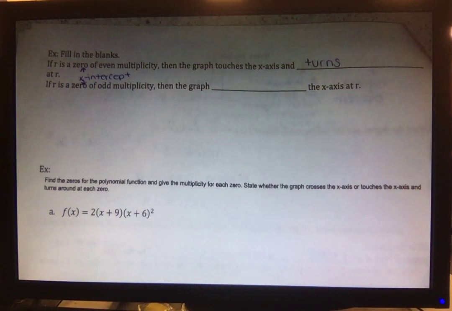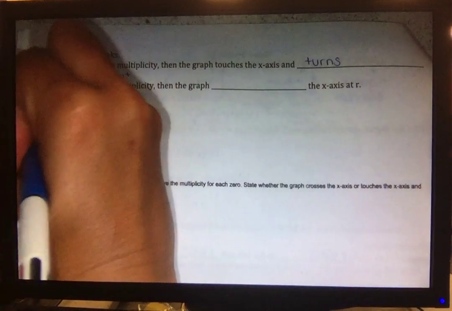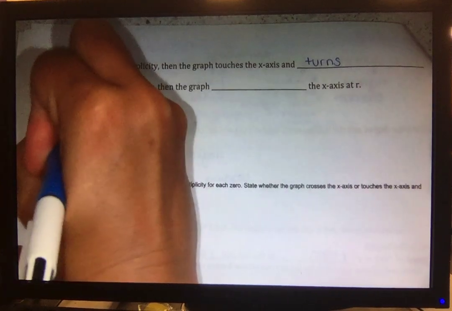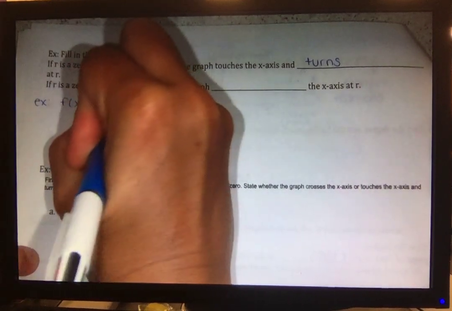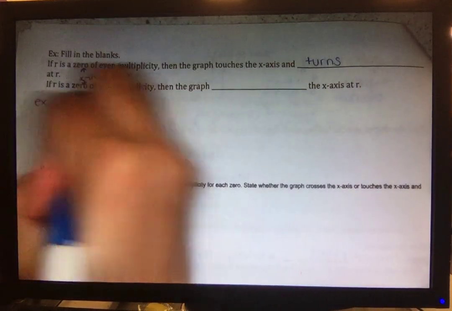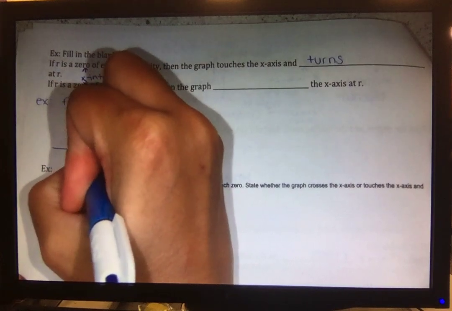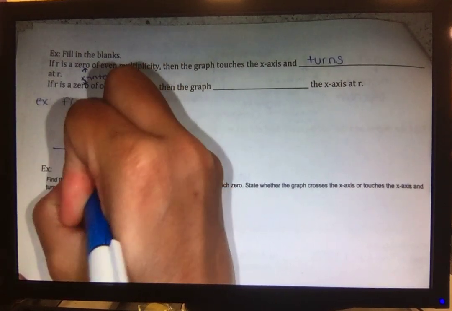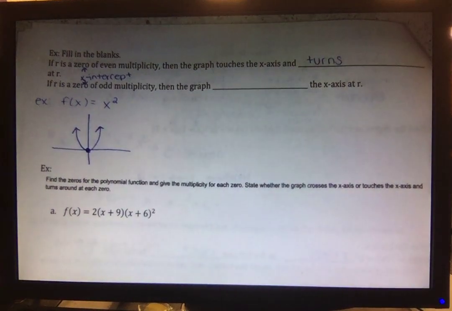So multiplicity means how many times is this zero? How many times is the x-intercept occurring? For example, if we're looking at f(x) = x squared, I know that the graph of this function looks like this. Notice at my zero, at my x-intercept, it touches the x-axis and then turns back up. Another word that I see other textbooks using is that it bounces. So what is that called? Pinball? Where it hits it and bounces back up. Is that pinball?